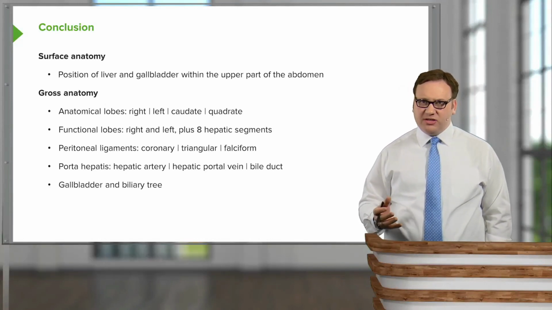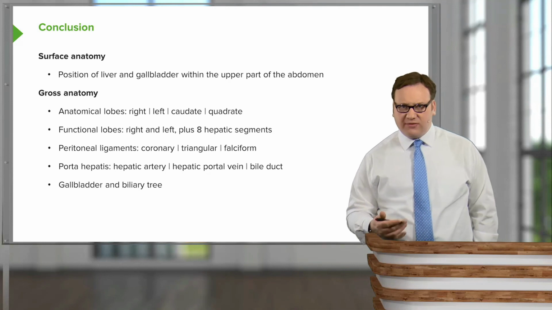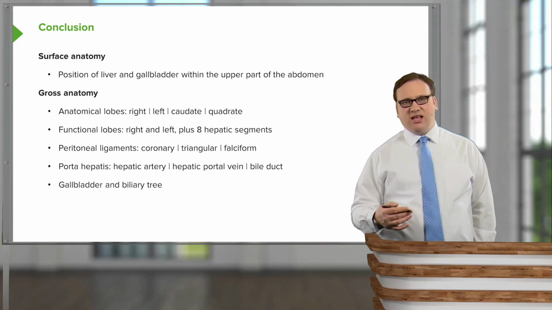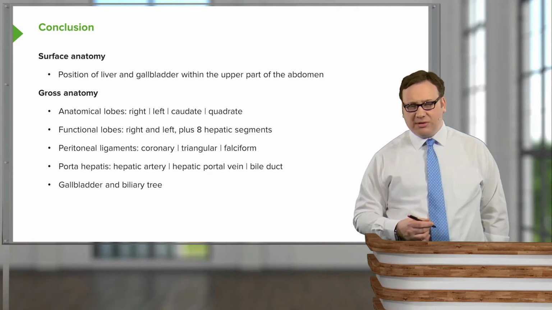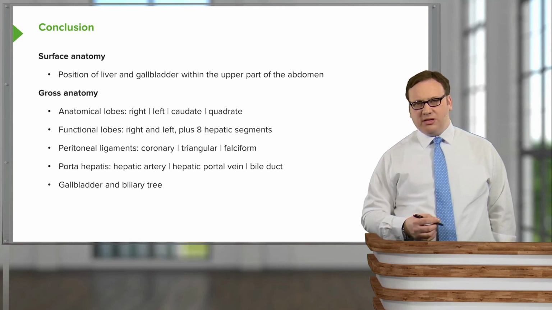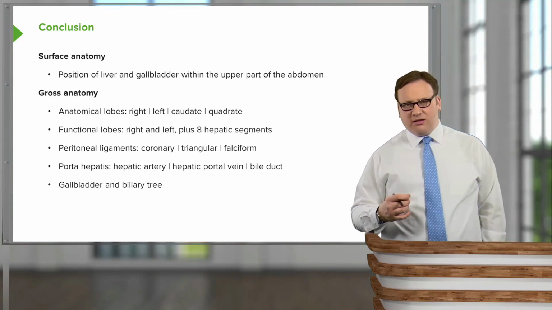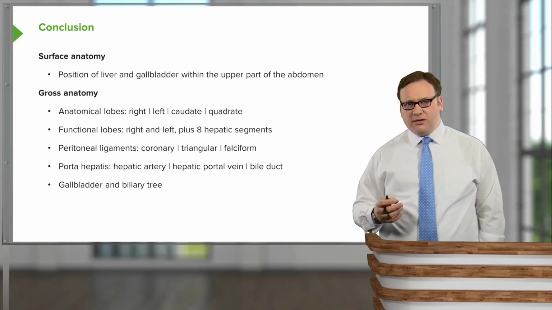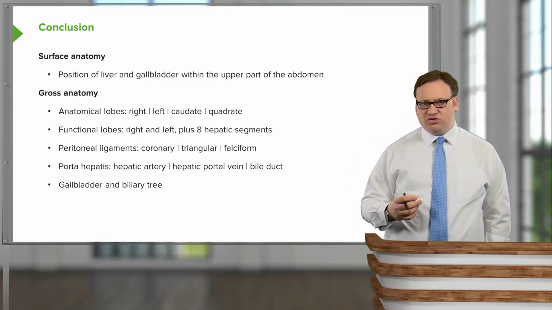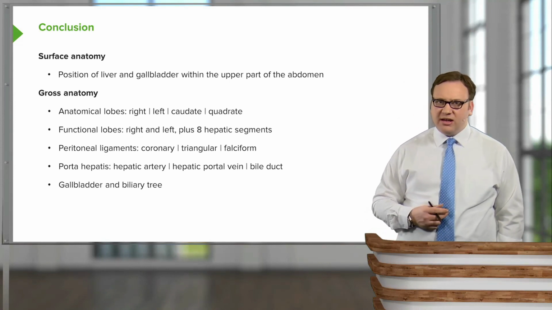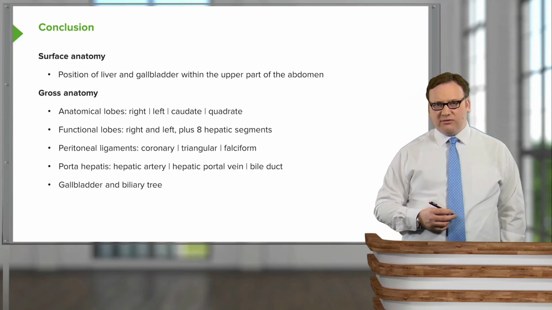We looked at the position of these organs within the abdomen, and then we explored their gross anatomy, both the anatomical lobes and their functional lobes, what we can see on the anterior surface and what we can see on the posterior surface. We then looked at various peritoneal ligaments, the coronary, triangular, falciform ligaments, and specifically the falciform ligament containing the round ligament of the liver, which used to be the umbilical vein. We looked at the porta hepatis and how it had similar structures to the portal triad, hepatic artery, hepatic portal vein, and the bile duct. And then we looked at the gross anatomy and the formation of the gallbladder and the biliary tree.